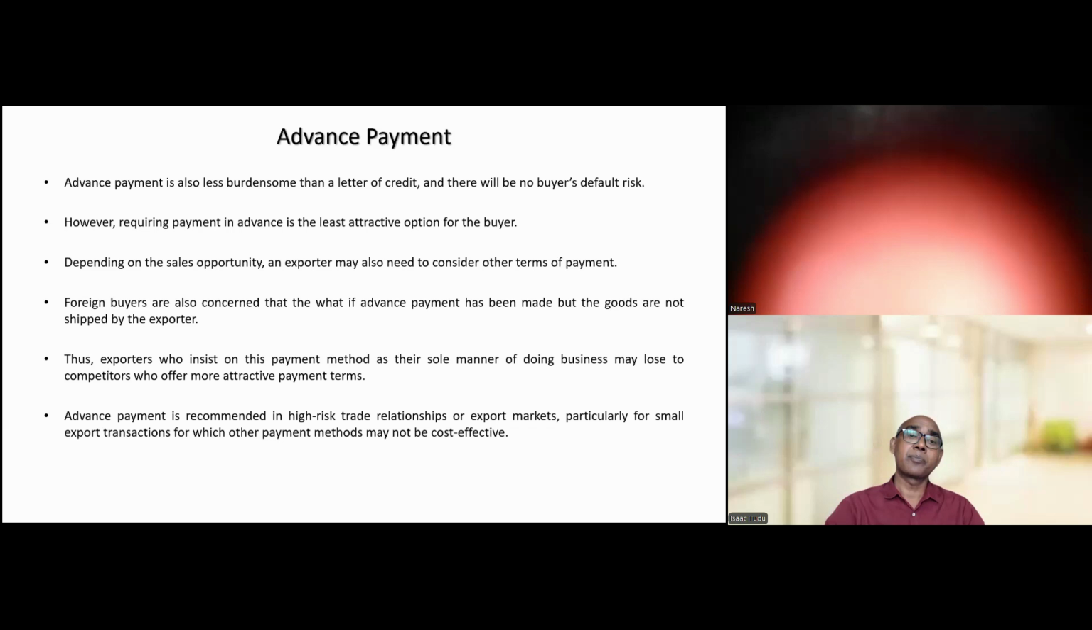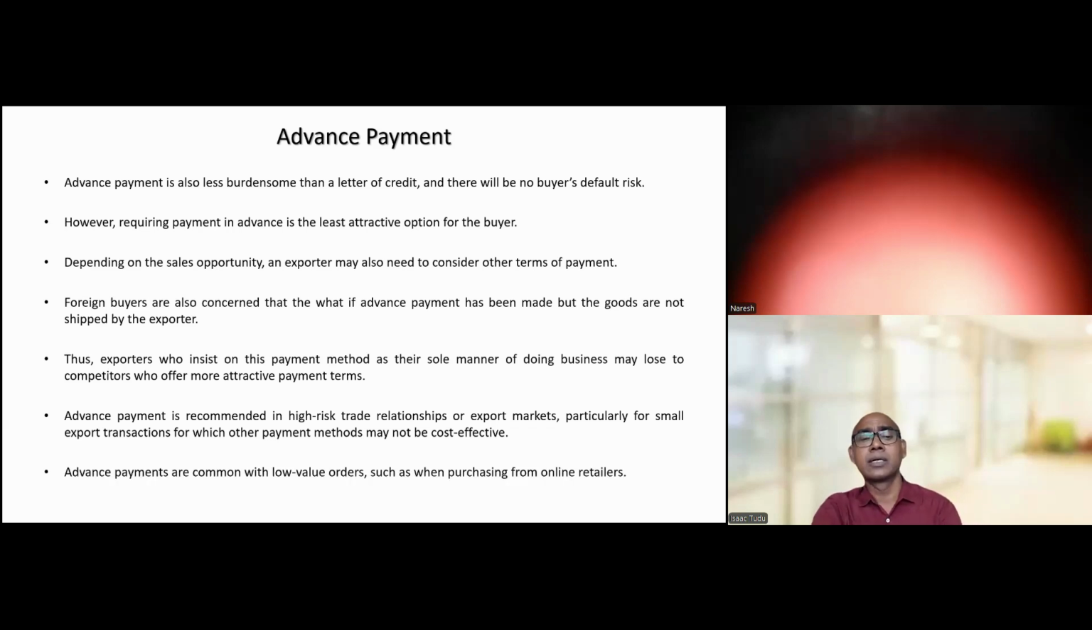So it depends on the nature of the commodity, country, buyer position. We need to take a call how we need to position ourselves to get advance payment as one of the terms and conditions, right? Advance payments are common with low value orders, such as when purchasing from online retailers, etc. Why? Because maybe if the amount is big, then that importer will not be willing to take that much of a risk. But if a small amount is involved, then maybe that buyer would consider that, okay, fine, this risk I can take, let me start the relationship with the exporter. That guy may be willing to give you the advance at the beginning. Later on, when comfort develops, then we can switch over to another payment method also.